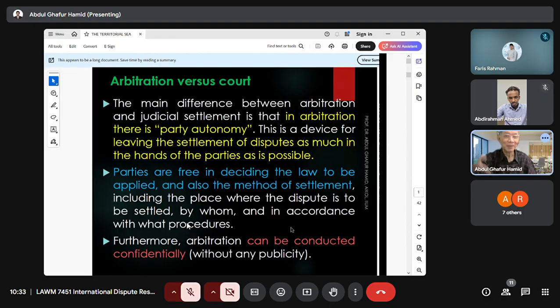Based on the rostrum, we will choose any particular judge. Find the court itself. The court will decide. Not you. You cannot choose. Right? But in arbitration, you can choose who should be the arbitrators.